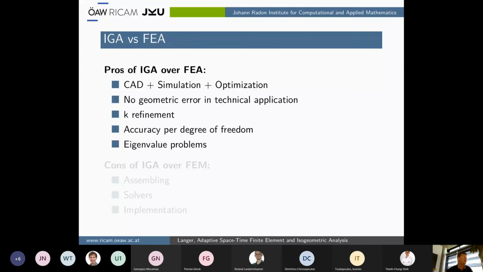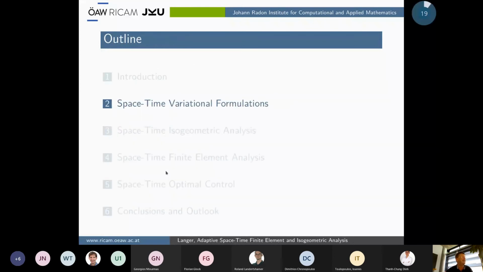Spline or NURBS functions, eigenvalue problems can be handled in a more appropriate way. Cons: the assembling of a system, the solution of a system, and the implementation is, of course, more complicated. And assembling techniques and solver techniques were a hot topic in the research in isogeometric analysis.